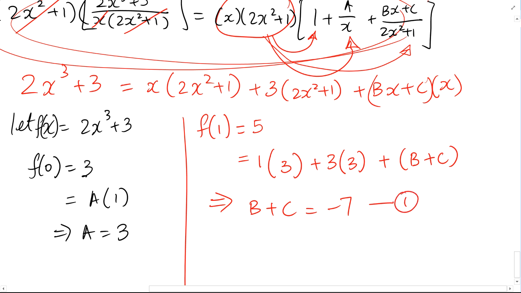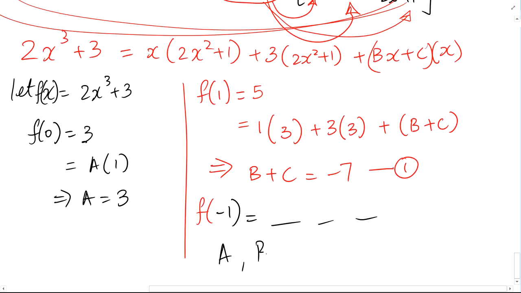When students see this, they stress already. I only got one equation, how to find 2 unknowns? Choose another one. f of what would you like now? 2, or negative 1. I personally prefer negative 1, because negative 1 is easy to deal with. Then you get your values of A, B, C. Substitute them back inside, get the answer.